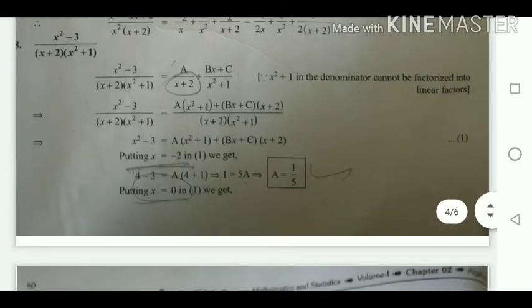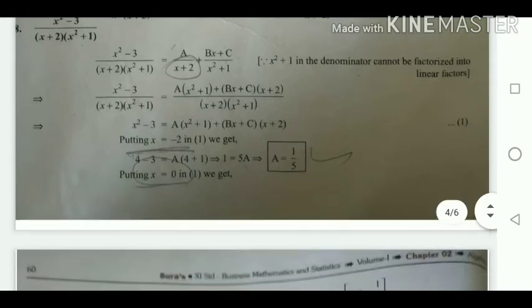The 8th sum: (x² − 3) divided by (x + 2)(x² + 1). Okay, here x + 2, here x² + 1, we cannot split these things into two parts. Therefore we cannot factorize x² + 1. Therefore we have to take it as a/(x + 2) + (bx + c)/(x² + 1). This is the last model. In example sums itself we have studied about these models. So x² + 1 in the denominator cannot be factorized into linear factors.